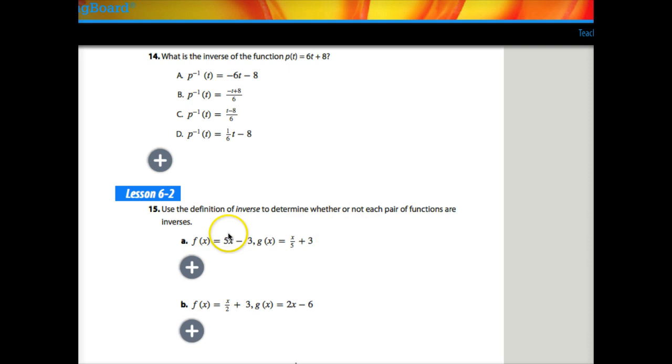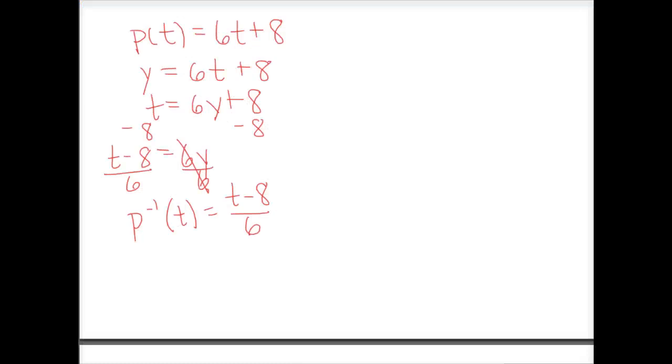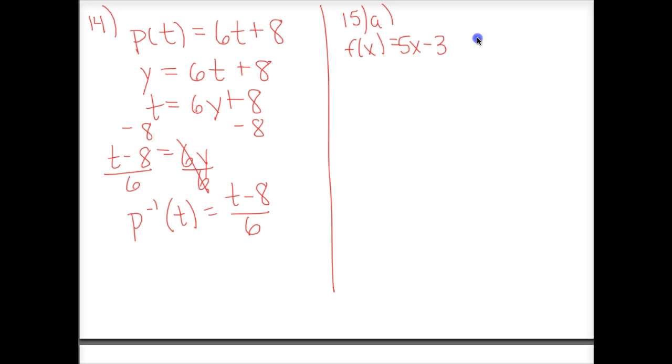Number 15 says use the definition of inverse to determine whether or not each pair of functions are inverses. Now the key here is use the definition. It's being very specific about how you have to do this. So this was number 14 here. If I look at 15a, again, my originals, I have f of x equals 5x minus 3, and then I have g of x equals x over 5 plus 3.